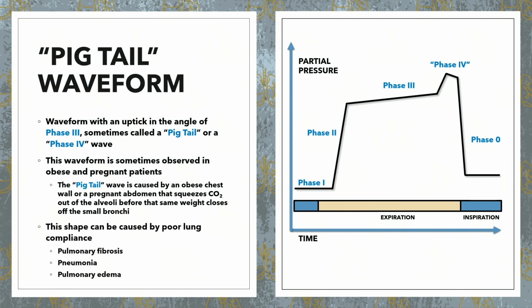Additionally, we can also see this in patients with poor lung compliance, patients who have pulmonary fibrosis, pneumonia, or pulmonary edema. In those instances, it's not being caused by the weight of the patient's body or chest or abdomen, but instead it's being caused by the inability of the lungs to completely expand as well. In the case of fibrosis, or in the case of pneumonia or pulmonary edema, it's because there's actual fluid components within the alveoli or surrounding the alveoli.